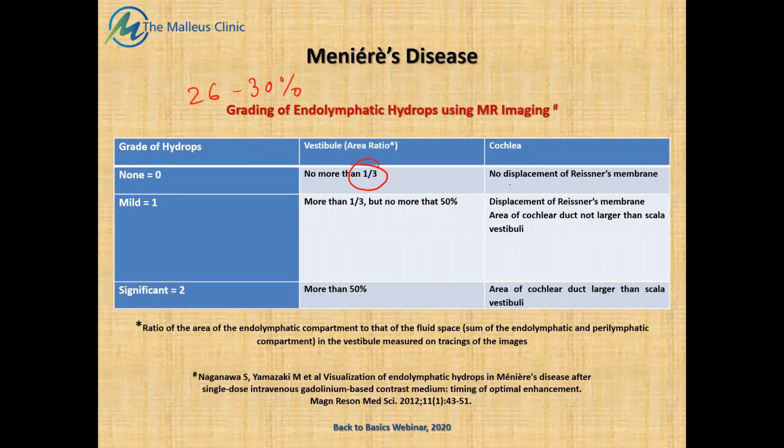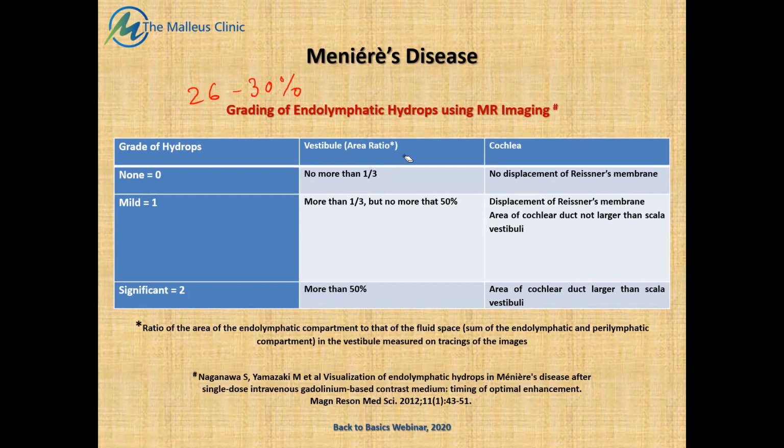If there is no displacement of the Reissner's membrane, then it's a grade 0. Mind you, the osseous spiral lamina is a bony structure. It cannot go down. So it's the Reissner's membrane which is actually going to bulge into the scala vestibuli. So if there is no displacement of the Reissner's membrane, it's grade 0. If there is partial displacement of the membrane, but the area of the cochlear duct, the scala media, is not larger than the scala vestibuli, it's grade 1. And finally, if the area of the cochlear duct is more than the scala vestibuli, it becomes a grade 2.